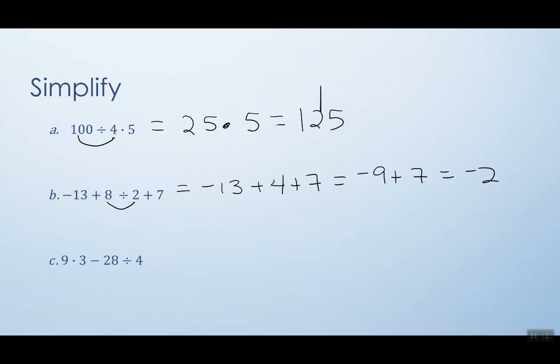C says 9 times 3 minus 28 divided by 4. So 9 times 3 happens first, so I'm first going to do the multiplication. That's 27. 28 divided by 4, that's going to happen second, so 28 divided by 4 is 7. Now I can do the subtraction, and I end up with 20.